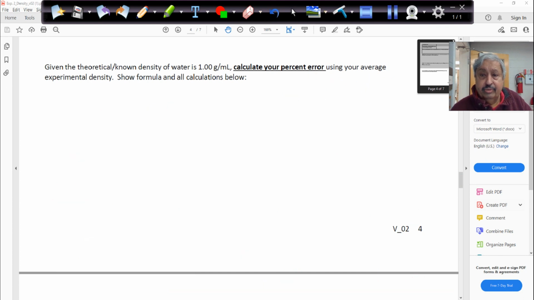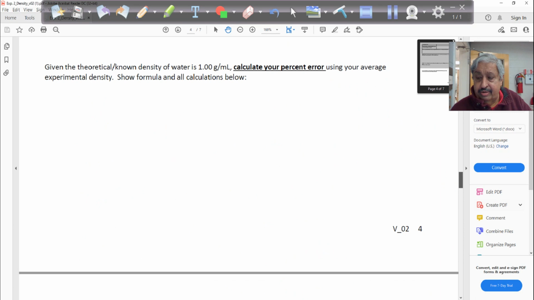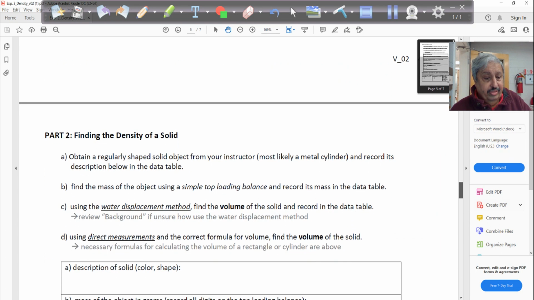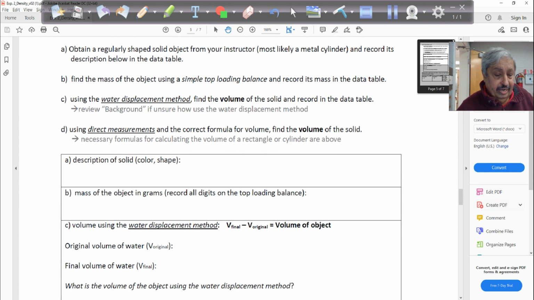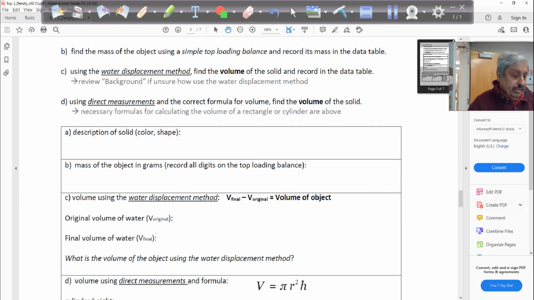We take this one out, and then we'll come here, and then we'll find the density of a solid. Again, first of all, we'll do the displacement method. How do I do this? Well, I take this graduated cylinder and put my metal cylinder here outside, not inside yet. So I will fill this one above the length of this cylinder.